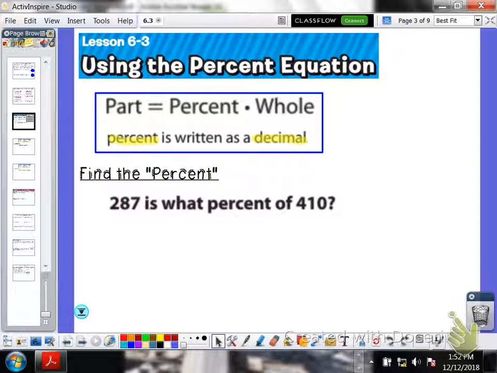So again, I want to find the part. If you want to think of it this way too, this is our is of our proportion. The whole would be our of, and then the percent is our percent. So I'm looking for the is. So the 287 is going to be our part. The what percent then is unknown, so we're going to use a variable. And then the of, this is our whole.